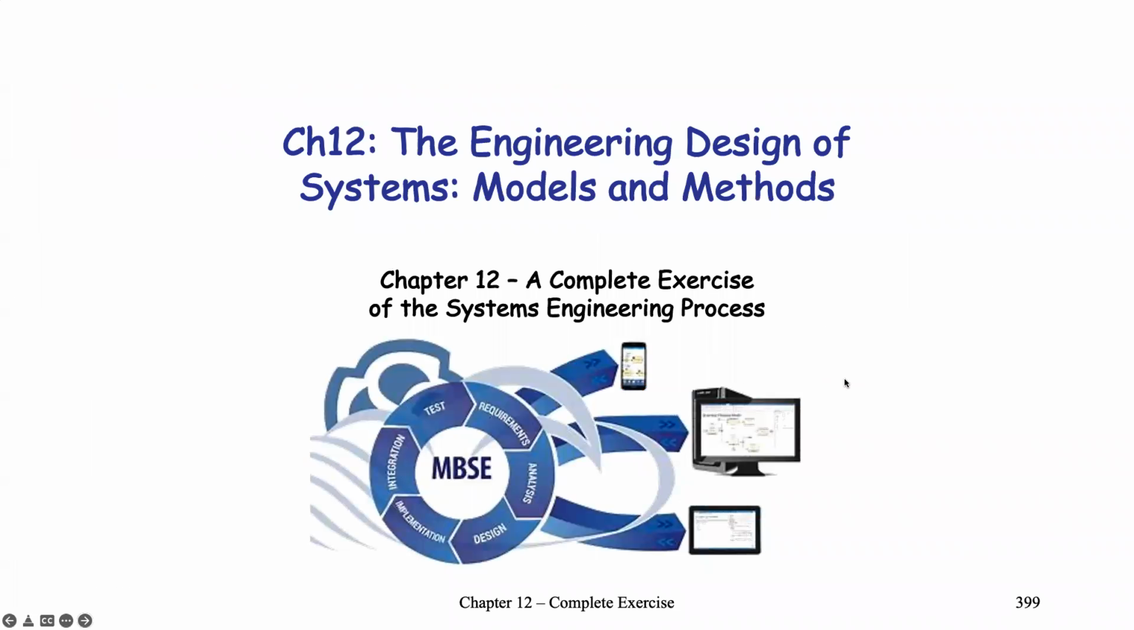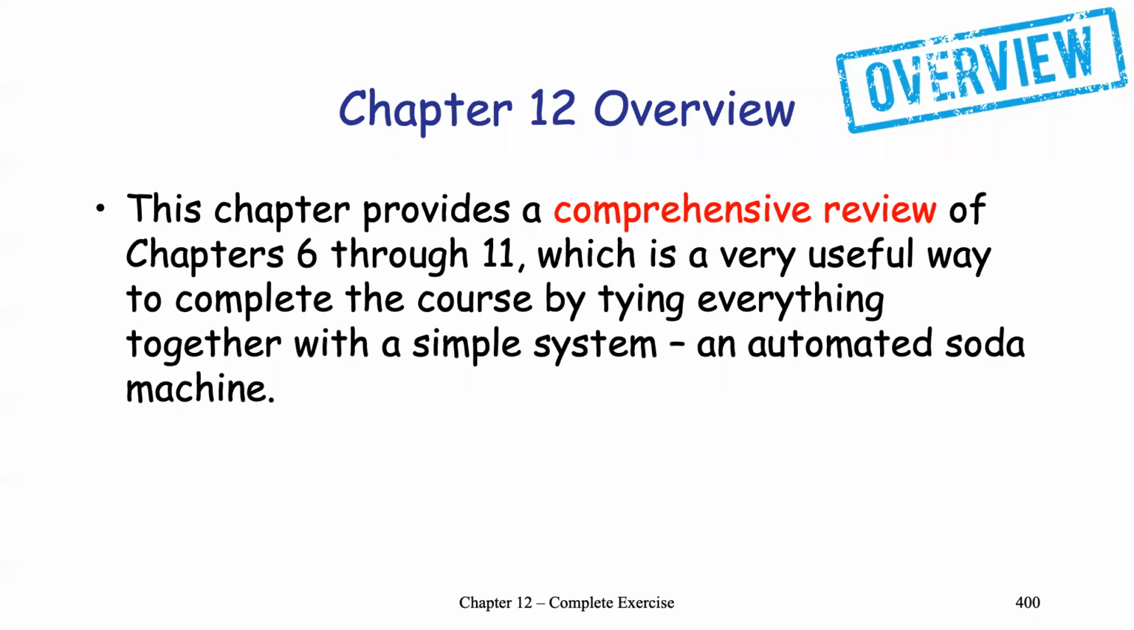Some of this will go over in a little bit more detail than others, but by having an example or two, you might get a better intuitive sense of what this might mean and how you could be using this in your future. So this chapter will provide a comprehensive review of chapters 6 through 11, which is a very useful way to complete the course by tying everything together with a simple system.